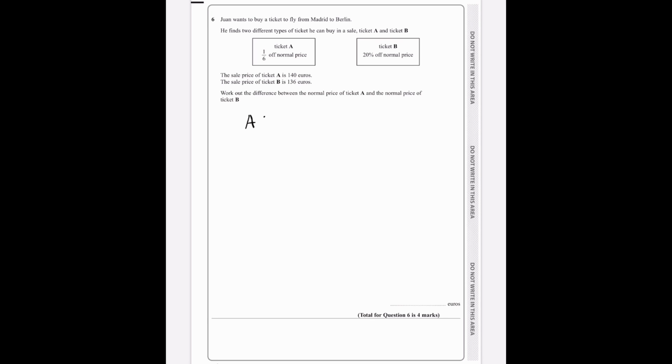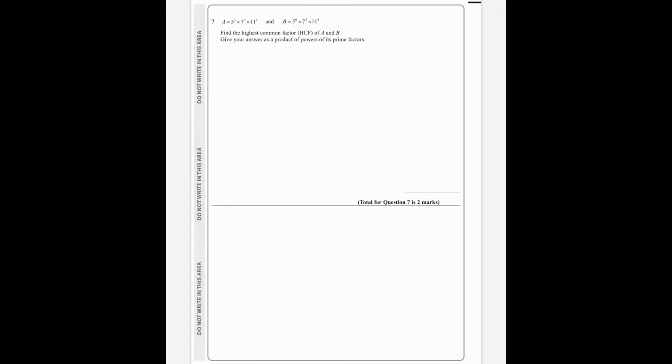Question 6, sort of a reverse percentages question. So if you want to take a sixth off, you'd multiply something by 5/6. So if we divide by 5/6, it will reverse that process. So A will be 168. For B, 20% off is the same as multiplying by 0.8. So if we divide by 0.8, it will reverse that. Gives us 170 for the second one, and the difference between those two numbers is €2.